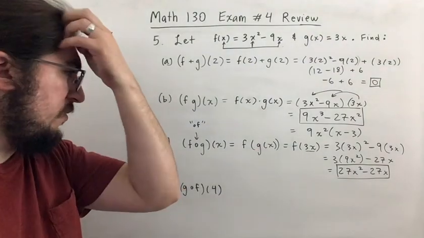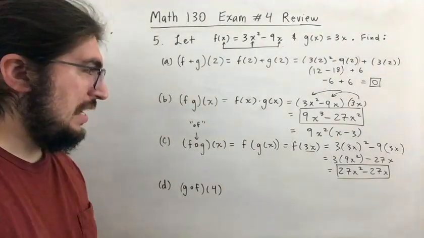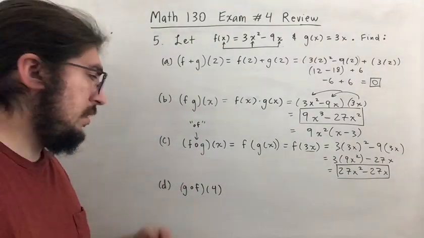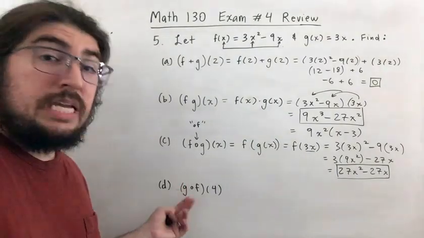That's kind of interesting to do if you want, but I'm just going to leave it there and stop factoring things. And now this one, well, okay, so this is g of f of 4.